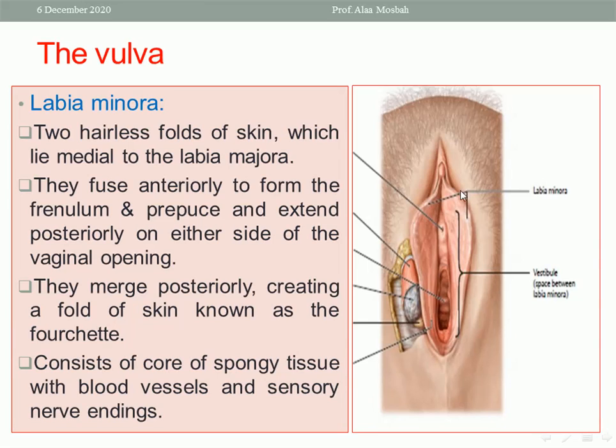Okay, this is anteriorly. What about posteriorly? They meet each other posteriorly to form the fourchette, creating a fold of skin here. It's called the fourchette. This skin fold is very sensitive, so it is important during sexual intercourse and sexual arousal.